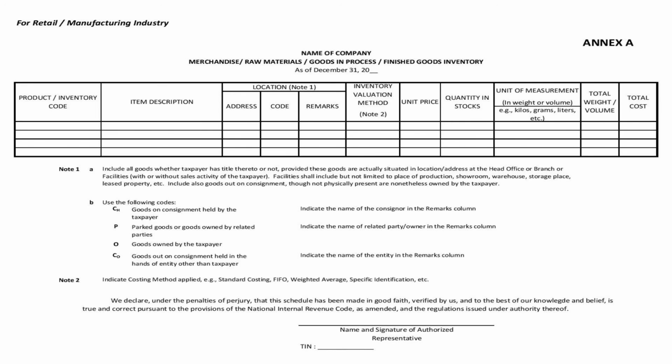And then, the next column is the inventory valuation method. For inventory valuation, the requirements differ. It can be standard costing, first in first out, weighted average, specific identification, or last in first out, the LIFO. So we put here under inventory valuation method, note 2. And then the unit price. We will put that in. And then the quantity in stocks.